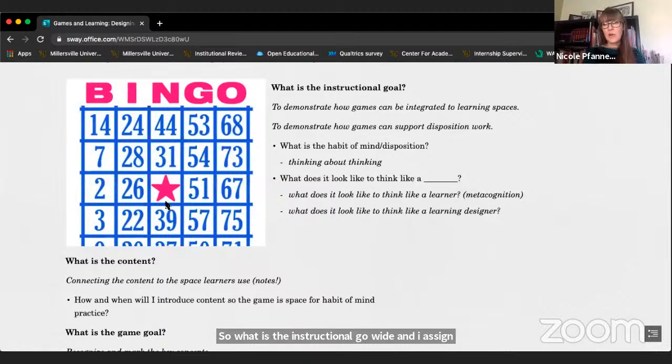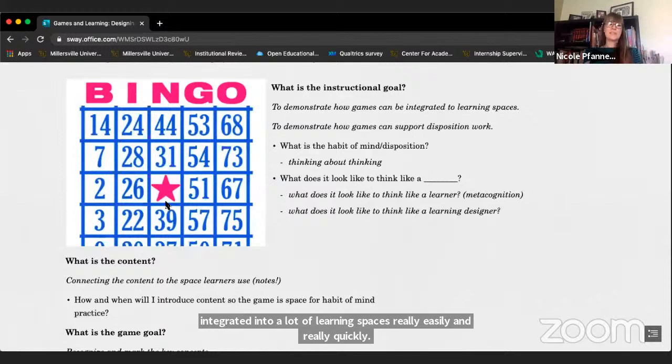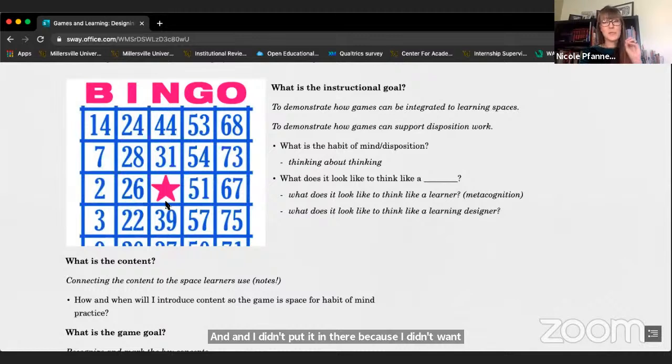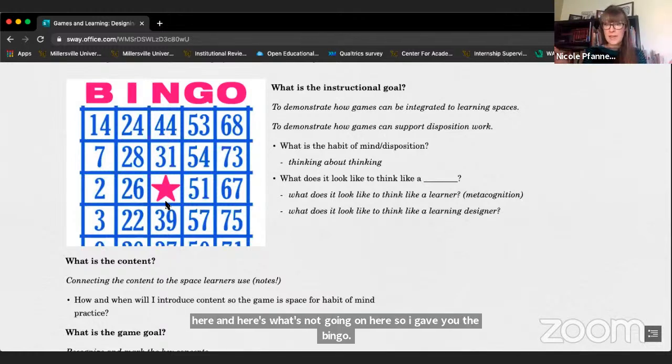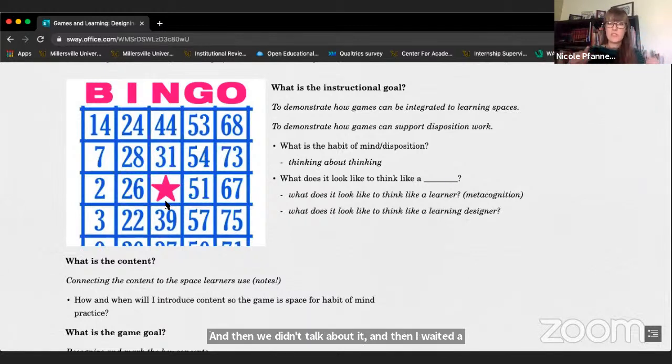The italics are my instructional goals for why this particular game mechanic and model and system. The first is to demonstrate that games can be integrated into a lot of learning spaces really easily and really quickly. And I didn't put it in there because I didn't want it to be a spoiler. They can also create space for reflection, to really point out, here's what's going on here, and here's what's not going on here. So I gave you the bingo, and then we didn't talk about it. And then I waited a couple minutes, and then we started talking about it.